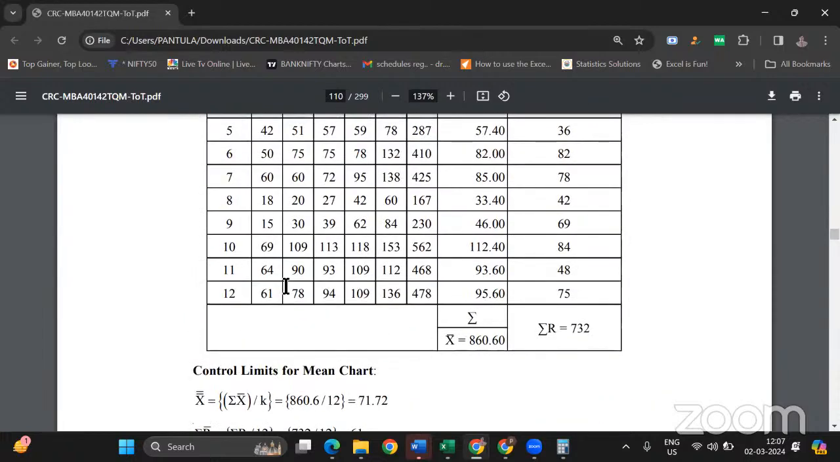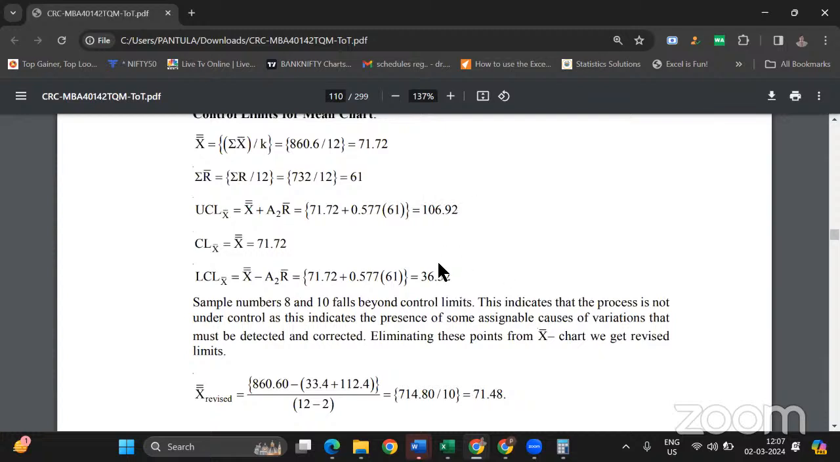Sample number 8 and 10. Sample 8, what happened? So this is going to be observation. You will get it going behind the limit. So the process is not under control, indicating that some assignable cause variation is present, as calculated.